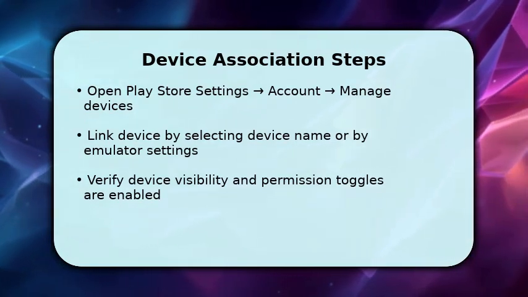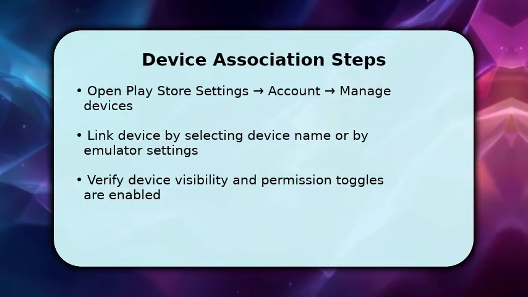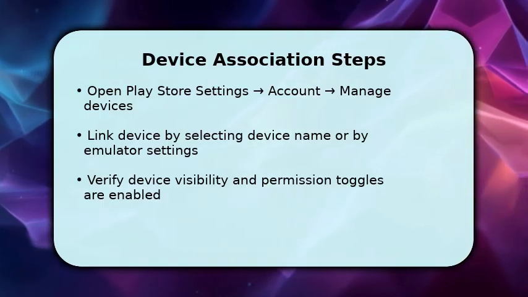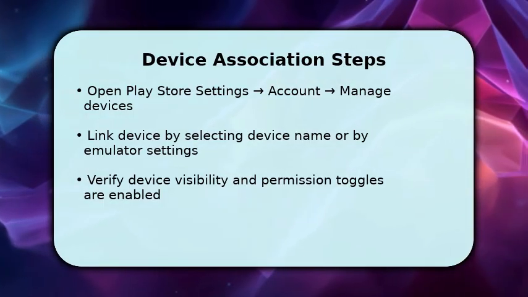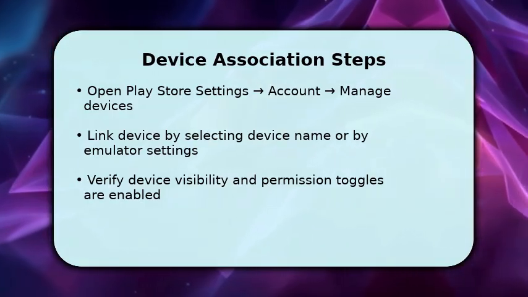Open Play Store settings and navigate to Account, then Manage Devices. That shows devices tied to your Google account. Select the PC or emulator name to mark it active and grant necessary permissions. This lets Play recognize where installs may occur.